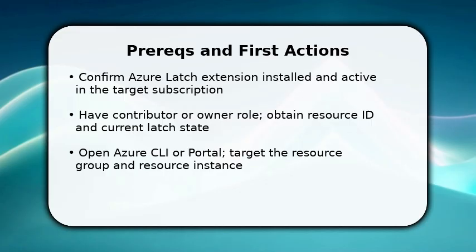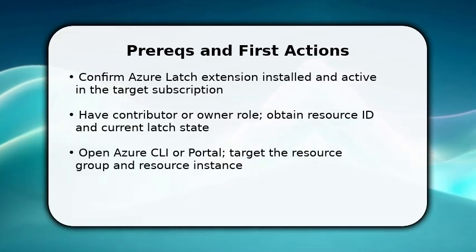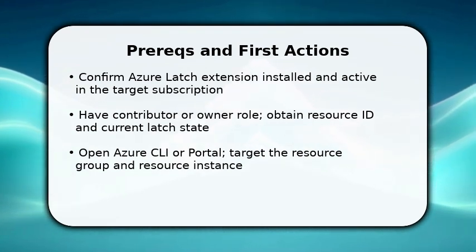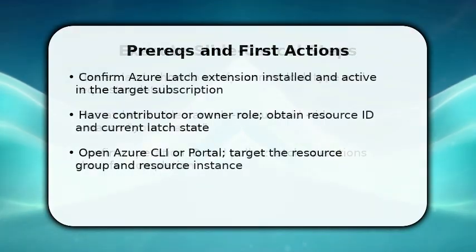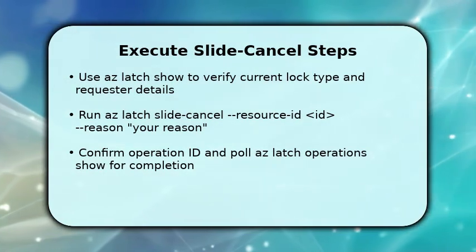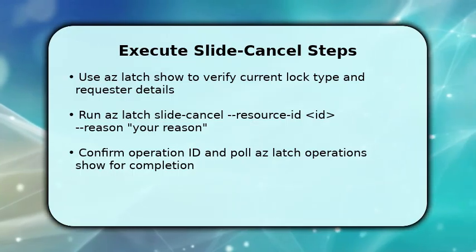Make sure to record the current state and any active locks so you can safely perform the slide cancel operation without affecting running services. Once done verifying state, run az latch show to confirm the lock type and the identity that set the latch, because you must be sure you have authority to cancel.